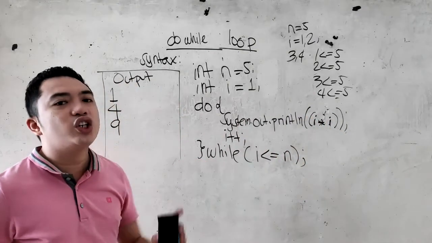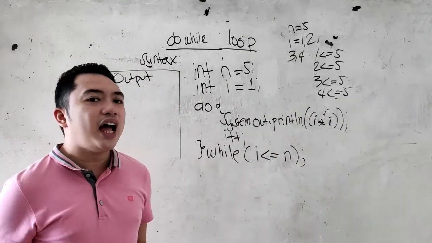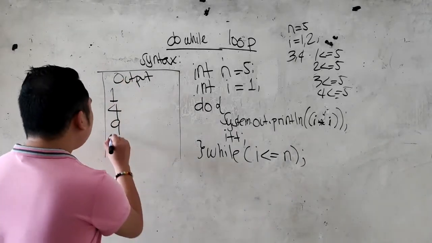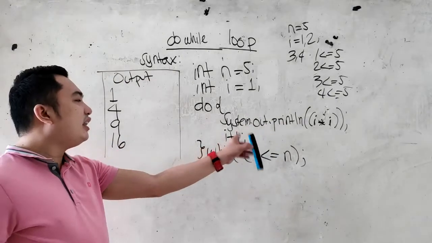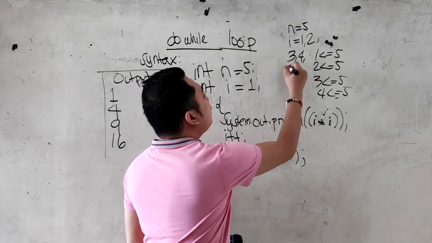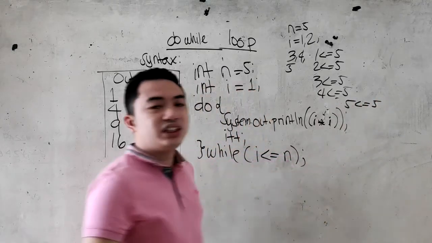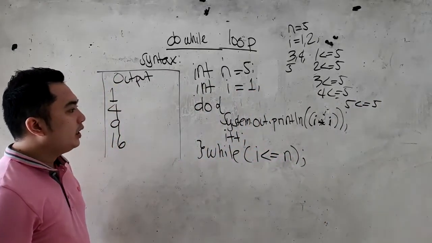It will print the result of the current value of I, which is 4. So 4 times 4 is 16. It will be printed, and then I plus plus makes it 5. Then 5 is less than or equal to 5. That is still true.